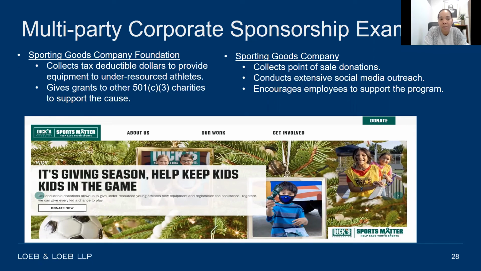In this example, the company is making its commitments and the company affiliated charity is making distinct commitments. So the charity is actually soliciting donations. You can see there in that little box, because even though it's the foundation, I believe it's a publicly supported charity because they raise money from the public and from their consumers. So they're actually collecting and telling you, you can make a tax deductible contribution, and they're going to support young athletes to buy new equipment for athletes who are underserved. They also make grants to 501c3 charities that are in the same cause, helping young athletes in underserved communities.